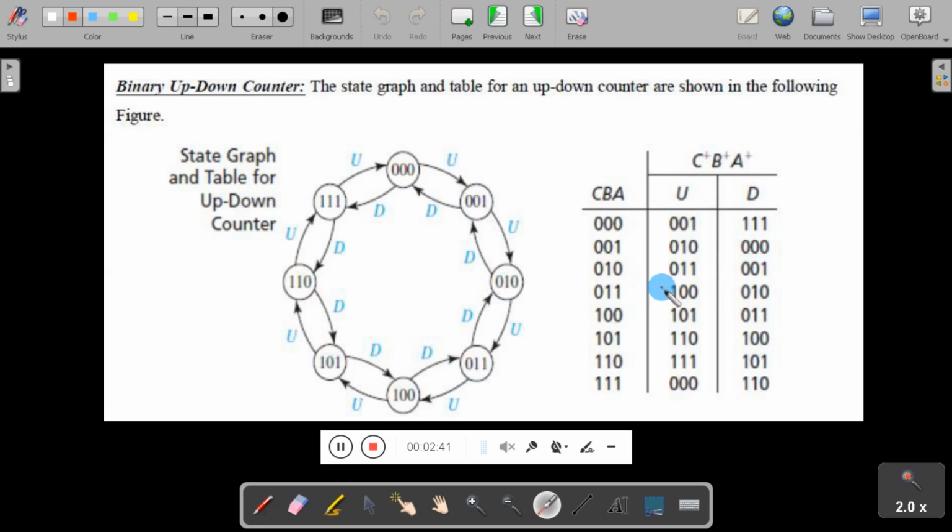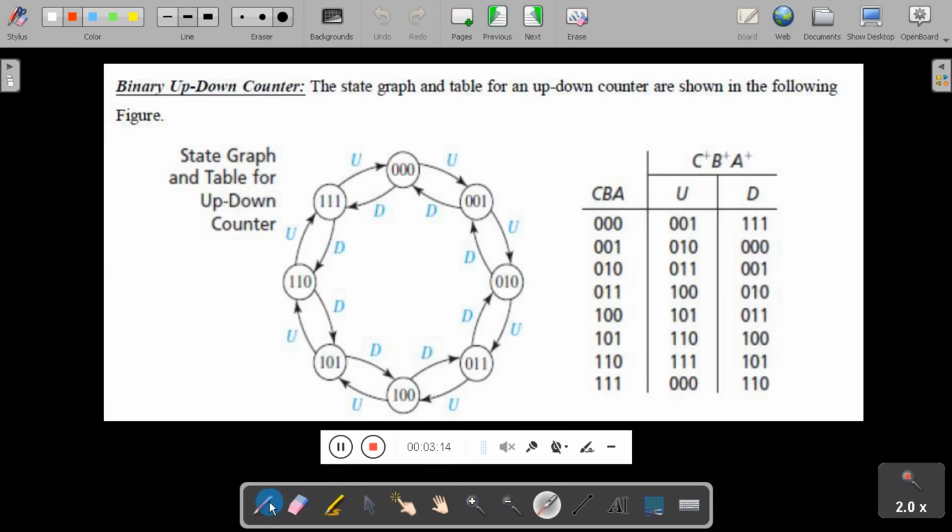Here you can see the present state of the counter and the next state of the counter. Since we are going to design a 3-bit counter, or mod 8 counter, the present state is represented in 3-bit form. So we are taking 3 inputs to the counter, 3 outputs of the counter, A, B, C. So there will be 8 combinations. Similarly, next state is represented here, but next state depends on the control signal.